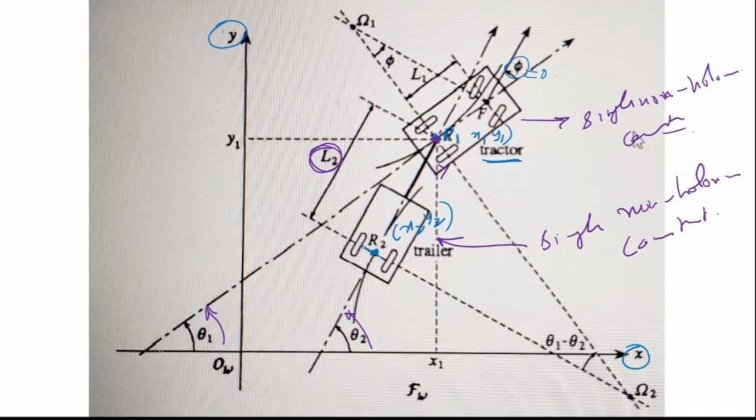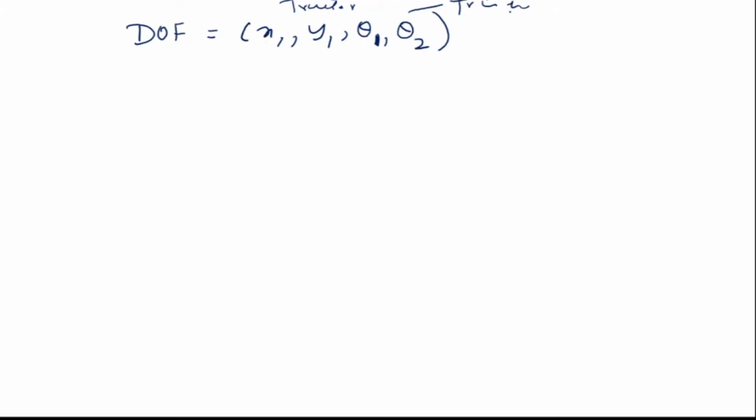The first thing that we see is how many degrees of freedom there are in the system. The degrees of freedom are x1, y1, theta 1 for the tractor. This is the same as that of a car. Now there is a theta 2 there. This theta 1 here and a theta 2 there. This one is for the tractor, and that's for the trailer.